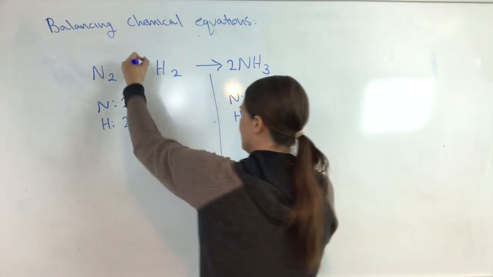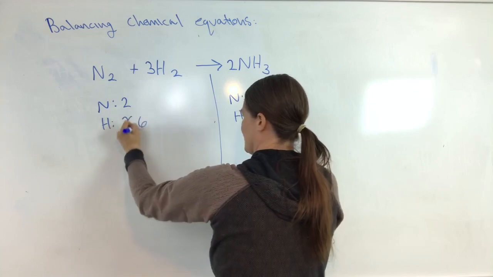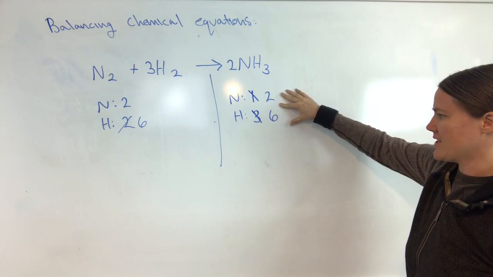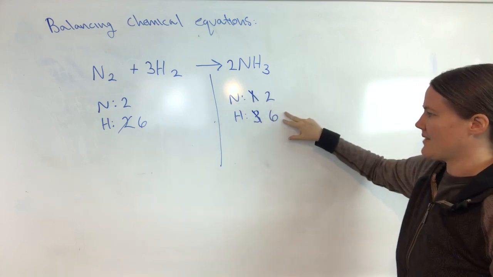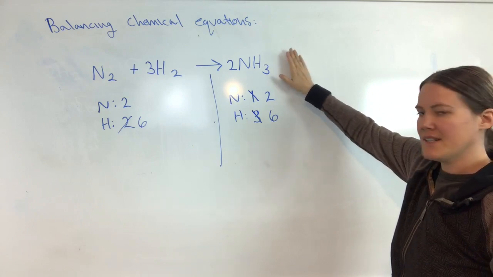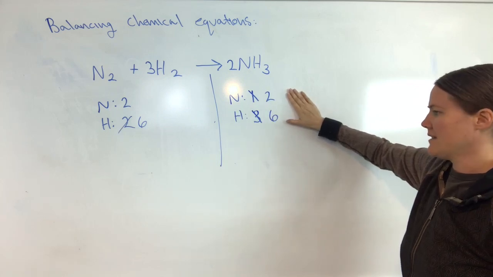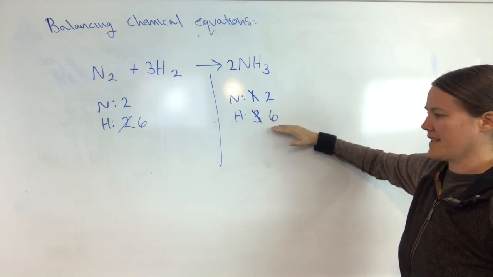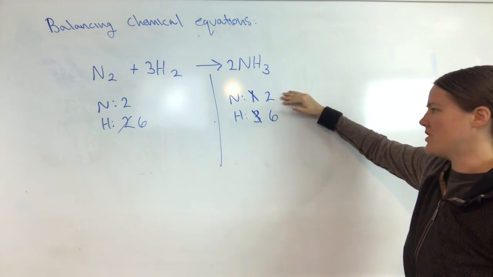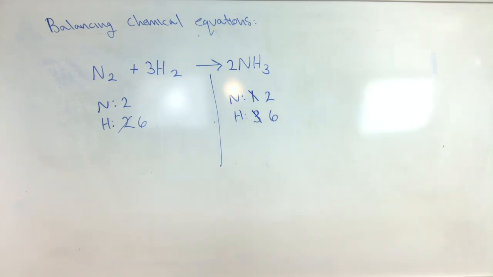Now I have 6 here and 2 here. So I'm going to multiply this hydrogen by 3. So now I have 6. Now let's just double check this. I have 2 nitrogens on both sides, and I have 6 hydrogens on both sides. So this equation is now balanced. And one thing that I normally do is I balance the hydrogens last. Like in this equation, I balance the nitrogen first, and then I balance the hydrogen last.